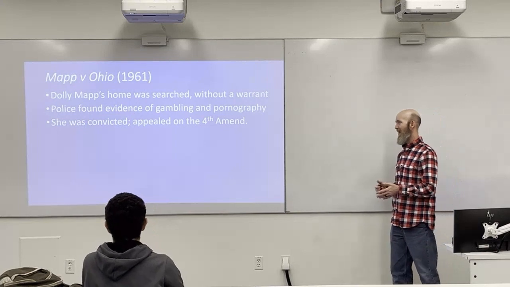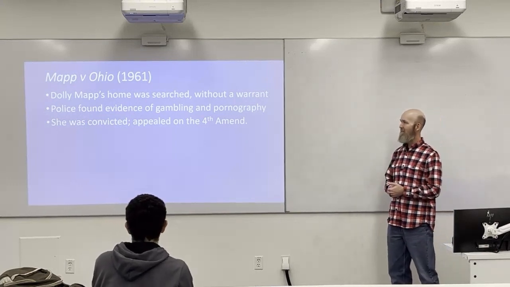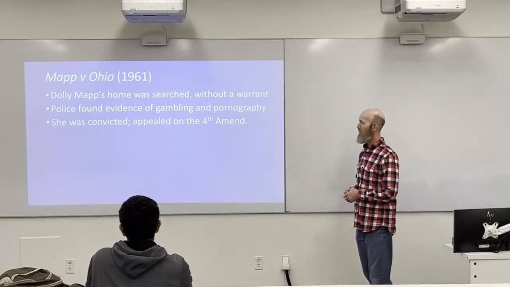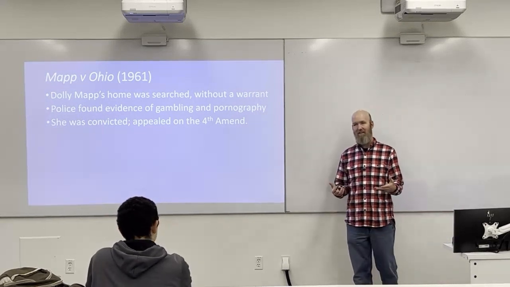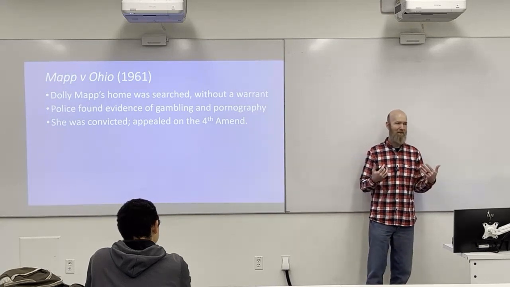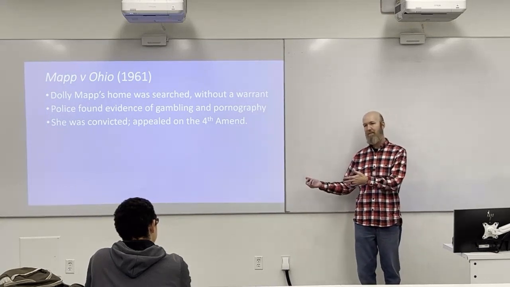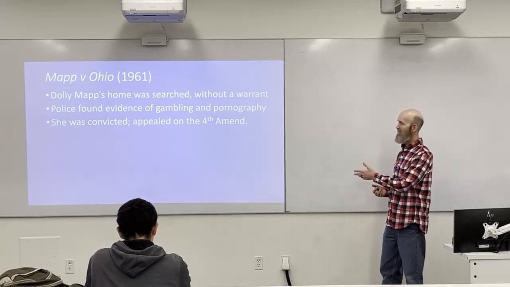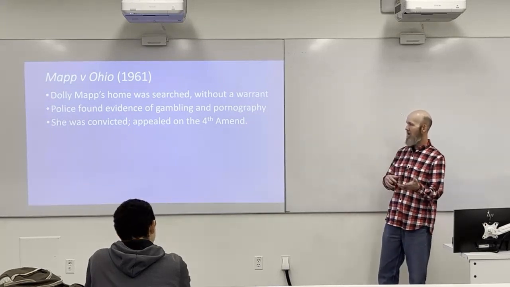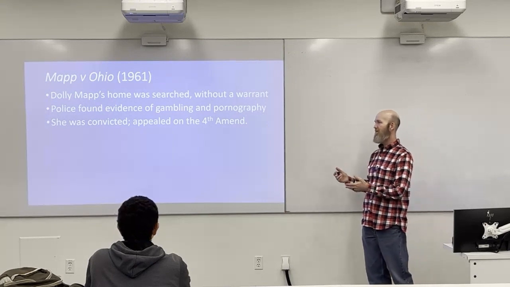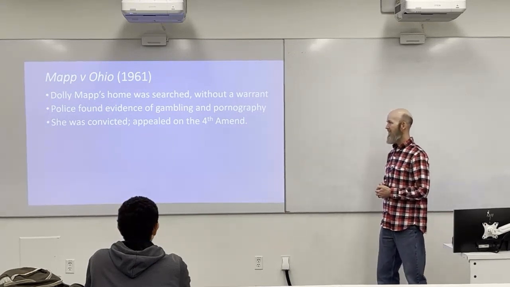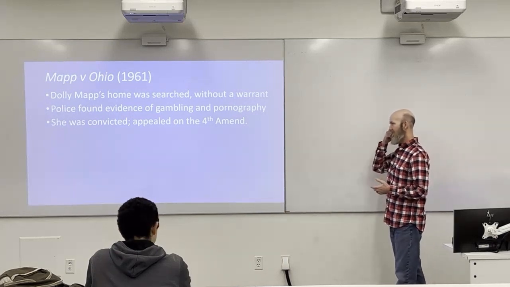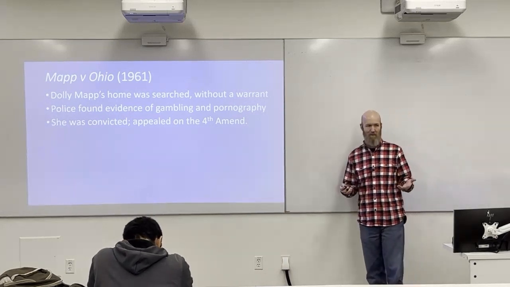Then we get to the case of Mapp v. Ohio, 1961. Dolly Mapp's home was searched without a warrant. Police were looking for somebody who was suspected of a bunch of crimes. They heard that the guy was hiding out in Dolly Mapp's house. They broke into the house, searched. They didn't find the guy, but they did find evidence of gambling and pornography, which were both illegal in Ohio at the time. And she was convicted, and she appealed on the Fourth Amendment. The Fourth Amendment is the one that says government cannot search your house without a warrant.